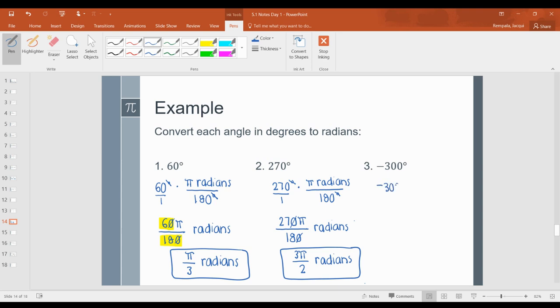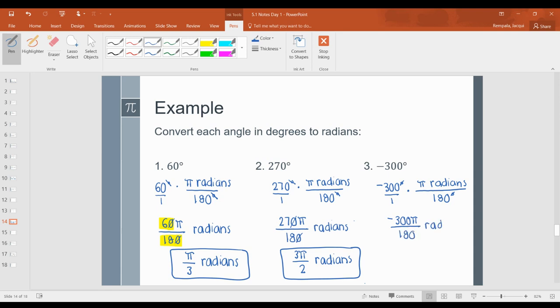So we start with negative 300 degrees. I wanna multiply that by a fraction because I want to have radians. The pi radians go on the top, so then the 180 degrees are on the bottom. When I think of it as over 1, the degrees are gonna cancel. When I multiply straight across, we'll have negative 300 pi in the numerator and 180 in the denominator.